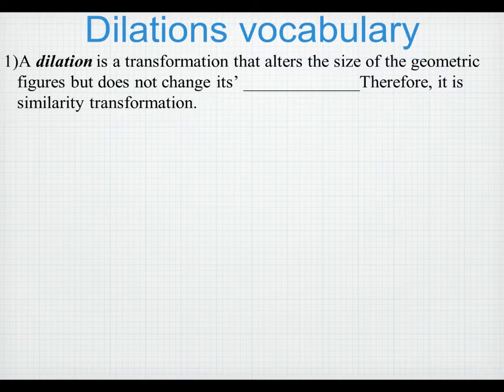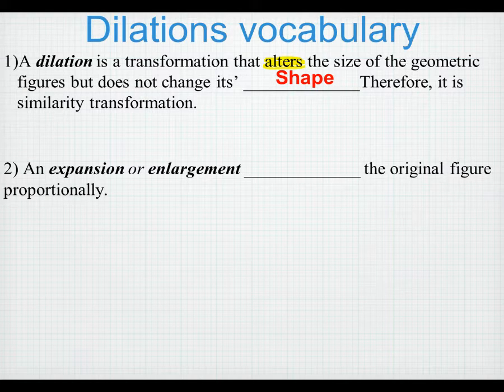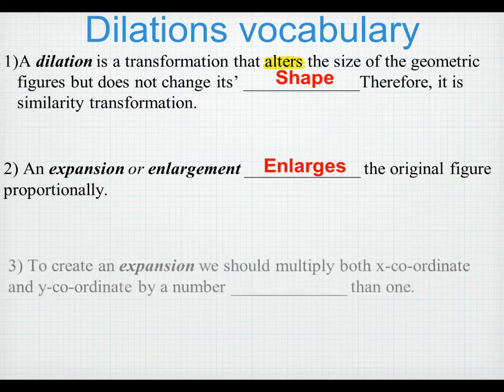A dilation is a transformation that alters the size. Already I told you that altering means the change of size. That alters the size of geometric figures but does not change its shape. So the shape remains the same. Therefore, it is a similarity transformation. An expansion or enlargement enlarges the original figure proportionally. That means each and every part of the given figure enlarges.